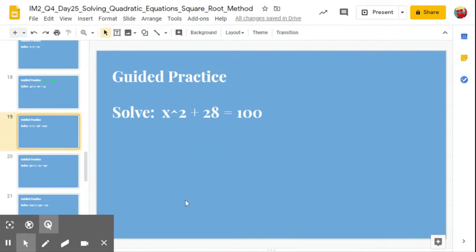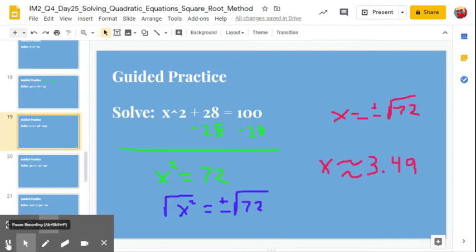Solve x squared plus 28 equals 100. So in this one, we would subtract 28 from both sides, the subtraction property of equality, and we get x squared equals 72. We take the square root of both sides, and so we end up getting x equals plus or minus the square root of 72. But this time, we don't have a nice, pretty, perfect square. So what we're going to be able to do in this class is we just use our calculator and take the square root of 72.